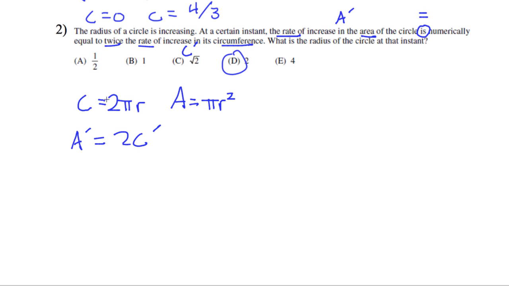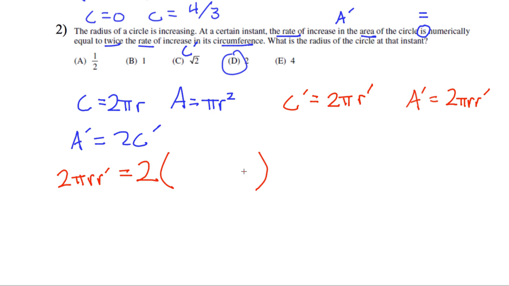Okay, well, we have A prime and C prime. Let's go ahead and find A prime and C prime. C prime is equal to, shout it out someone. C prime is 2 pi r prime. Yep, r prime. And then A prime is equal to 2 pi r r prime. So go ahead and set those equal to one another, and then we have 2 pi r r prime needs to be set equal to 2 times my C prime, which is 2 pi r prime.